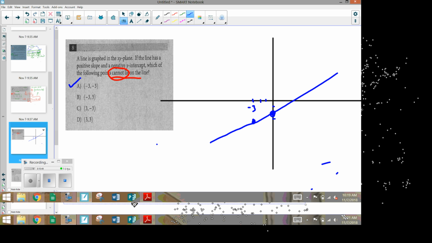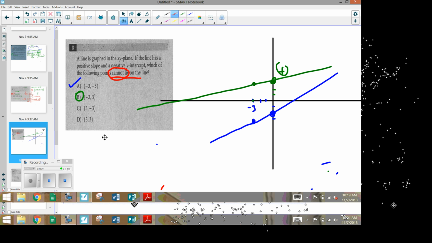So let's check B. X equals -3 here, and y equals 3. So the intersection is here, right? And how am I going to get a negative y-intercept? Even if I do this, you still cannot do that. The y-intercept is positive. Did you see that? Yes. The answer is B.